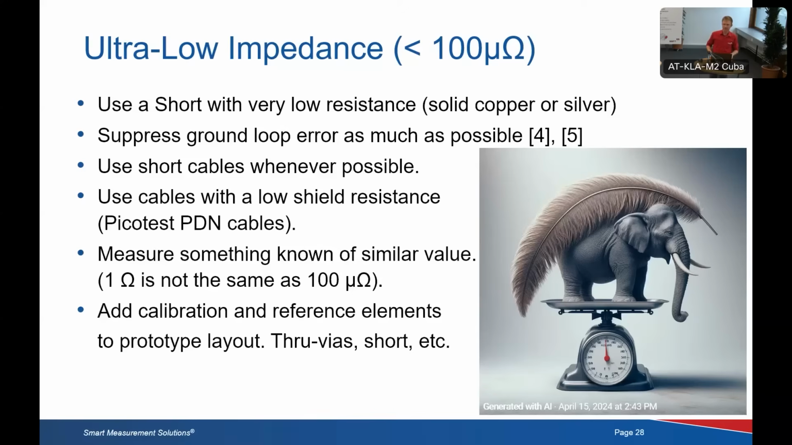And if you're designing a layout that you want to measure later on, think about adding calibration and reference elements to the prototype layout, like through wires and through pads, shorts, and things like that, or 50 ohm loads and known impedances, like a 100 microohm resistor or a 300 microohm resistor. That helps in validation later on. And if you need to go very low, finally, you might want to use connectors that have less contact resistance than a probe.